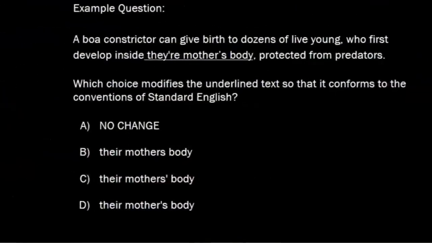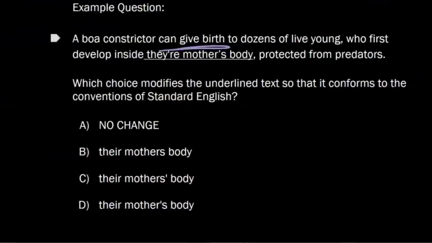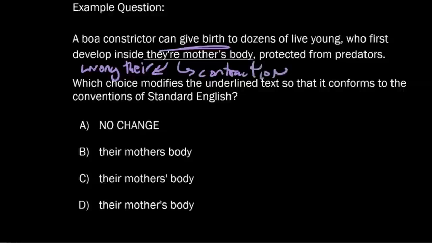Take a look at this. A boa constrictor can give birth to dozens of live young who will first develop inside "they're" mother's body, protected from predators. They are is what this says here, right? When we expand this, this is a usage of the wrong "there." It's the wrong one. They are, it doesn't make sense. Just think about it. Expand the contraction if you need to. And if it still makes sense, put it down in the comments. Make sure that we know.